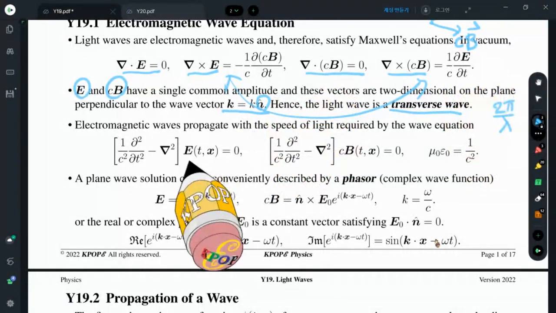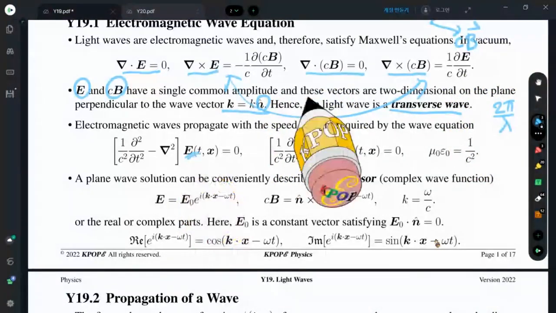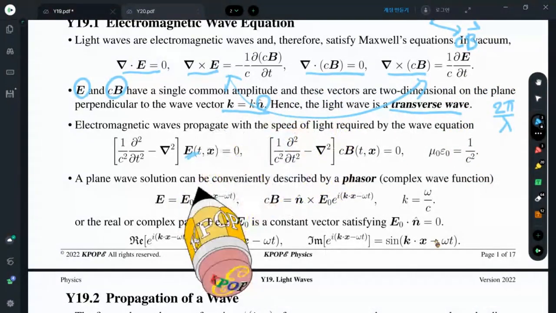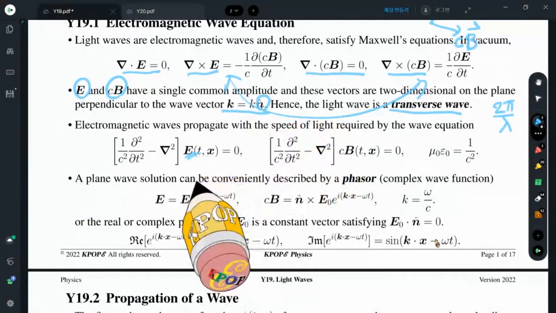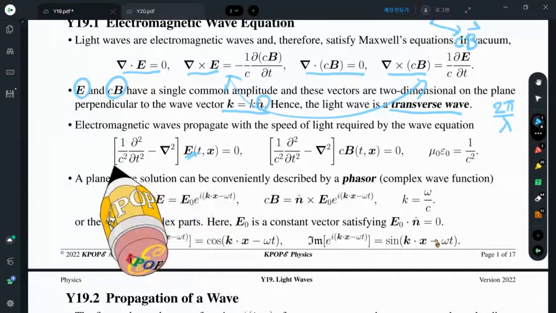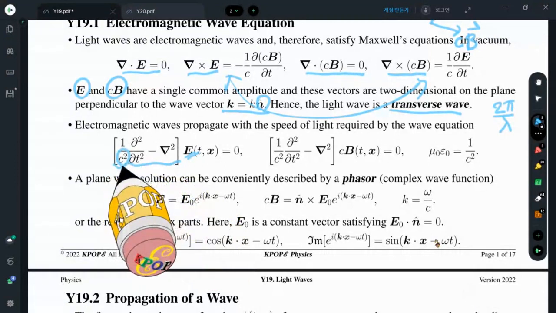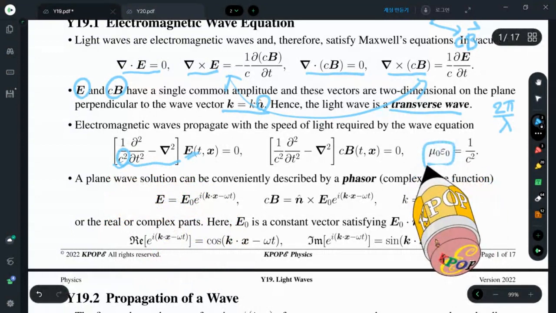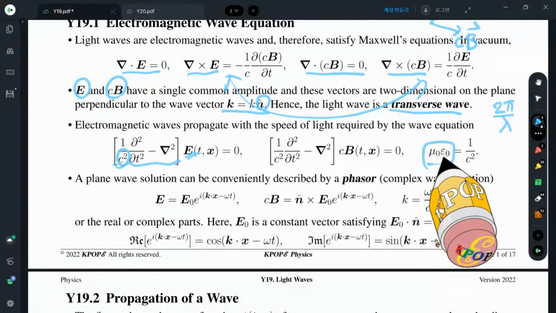As a result, every component satisfies the wave equation. If it is propagating along the X axis, then the YZ components, and if it is propagating along the Z axis, then the XY components, the two polarizations, satisfy the same wave equation. It propagates with the speed of light, and the speed of light is determined by the product of the permeability constant and the permittivity constant in the vacuum.